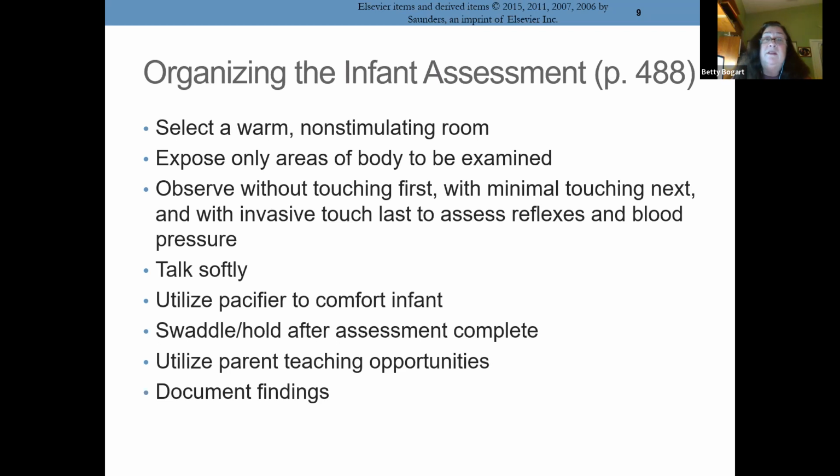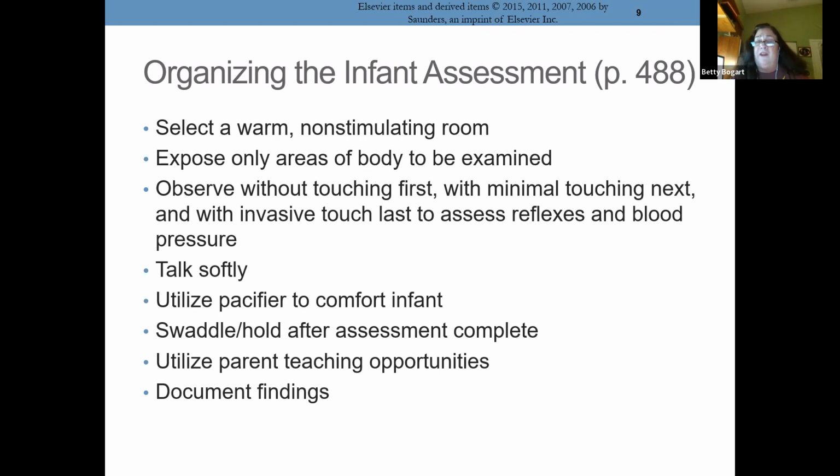Now, infants cannot hold their body temperature, especially the younger ones. They don't have any adipose tissue. They've got big heads that lose heat really, really easily. So make sure the room is warm and quiet so they can just relax. When you listen to the chest, just open up the chest. When you're listening to bowel sounds, just open the abdomen. So always make sure you're only uncovering what you need.